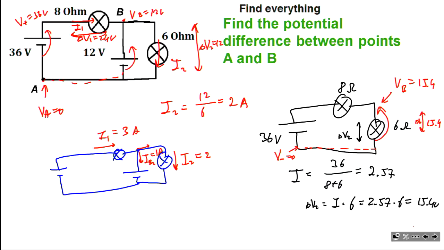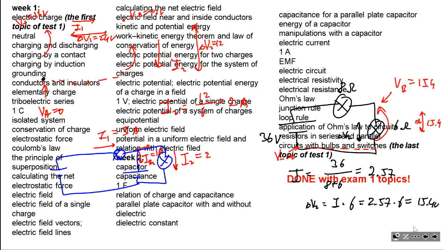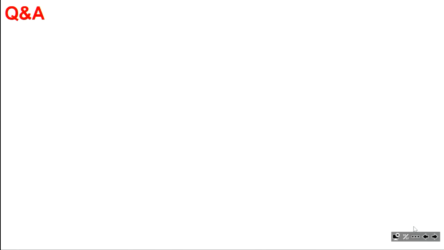This is just an illustration. It's not related to homework because there is no single problem on a homework with 2 batteries. That's all I can say. Questions? Yes?